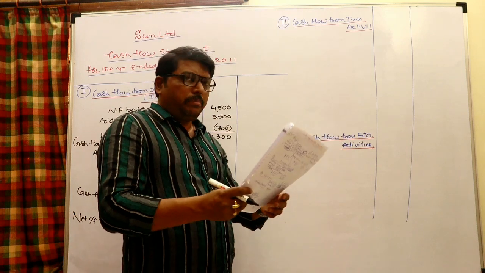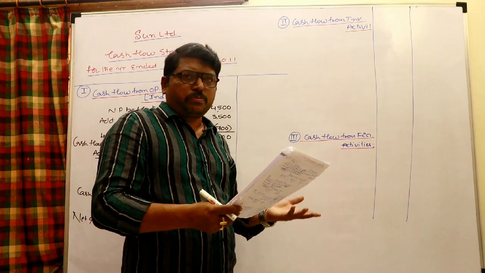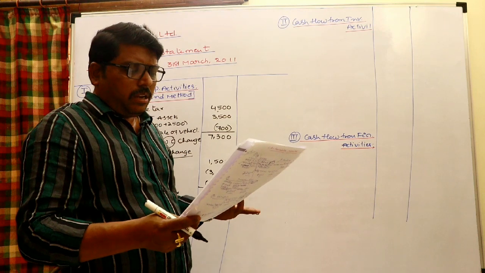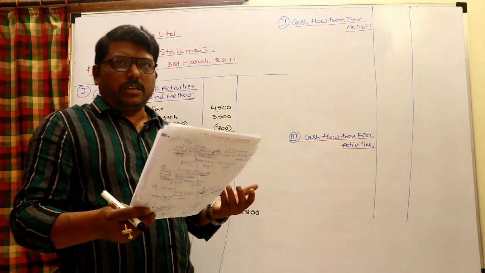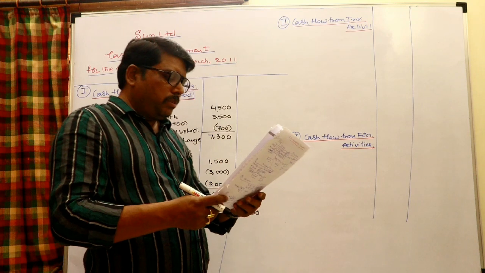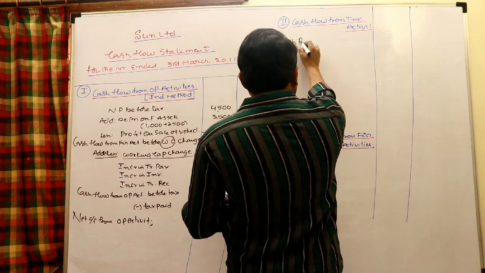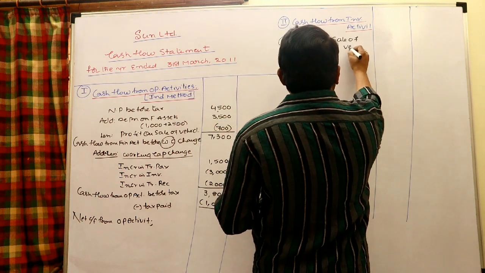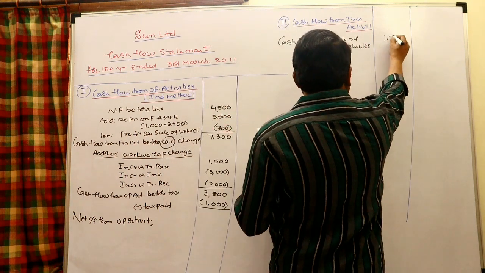Come to the next, cash flow from investing activities. There you can write: is there any asset purchase or sale? Asset and investment, purchase or sale. No investments are here, but two assets are there, and we can write the purchase and sale amounts. Interest and dividend received should be recorded here, but it is not there. Vehicles are sold at 1700. Cash received by sale of vehicles 1700.